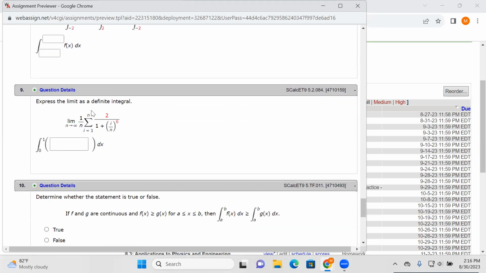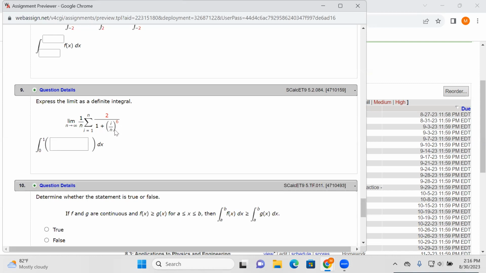Express this limit as a definite integral. Note the 1 over n is being factored out. That's the width of our rectangle, and the rest of the business is the evaluation. Now, we're going from 0 to 1. So within this parenthesis, the i over n should probably be 0 plus i over n. That'd be the easiest way to see it.